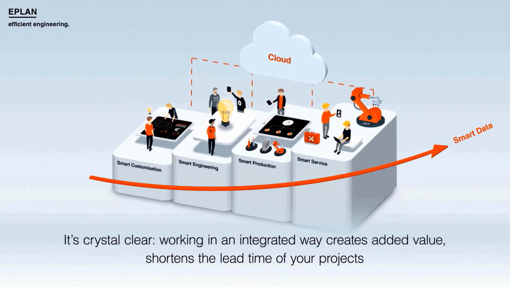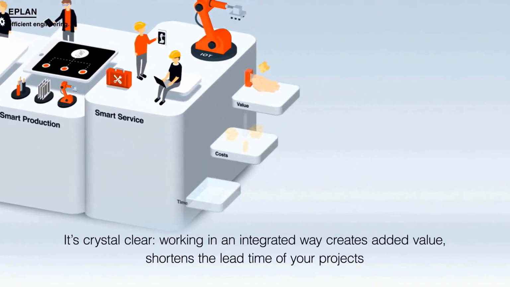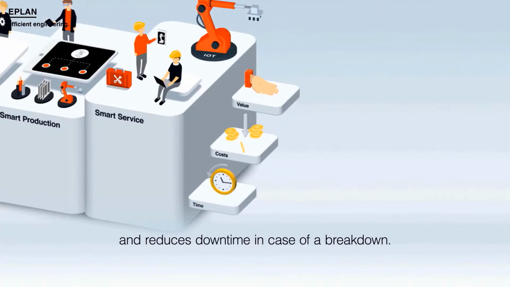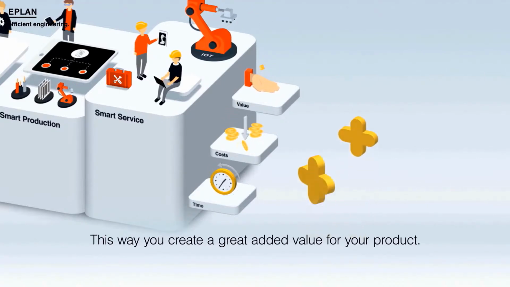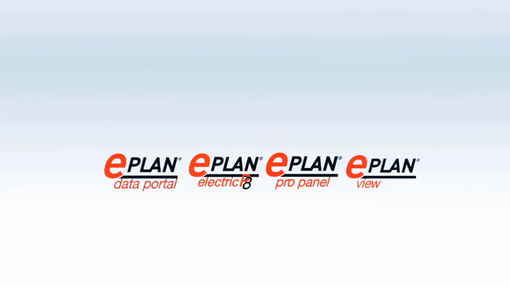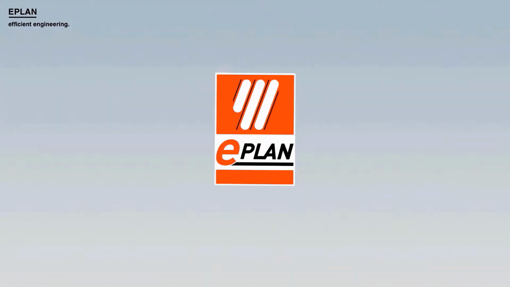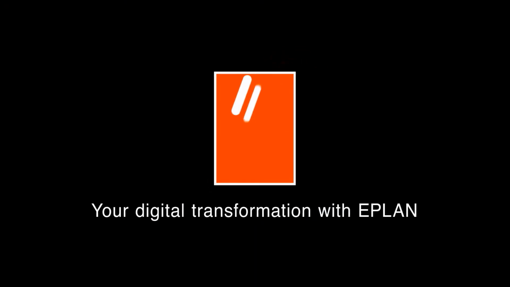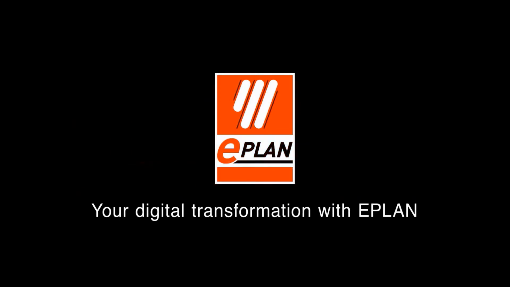Working in an integrated way creates added value, shortens the lead time of your projects, and reduces downtime in case of a breakdown. This way you create a great added value for your product. Do you want to know how you can do this? The different solutions within the ePlan platform support you towards an integrated engineering and production process. Your digital transformation with ePlan.